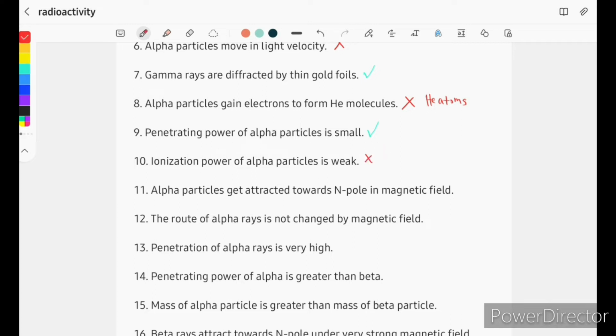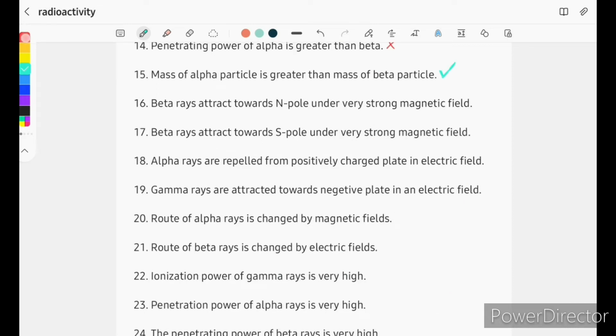It is false. 11, alpha particles get attracted towards North Pole in magnetic field. False. 12, the route of alpha particles is not changed by magnetic field. False. 13, penetration of alpha particles is very high. False. 14, penetration power of alpha is greater than beta. False. 15, mass of alpha particle is greater than mass of beta particle. It is correct. 16, beta rays attract towards North Pole under very strong magnetic field. The statement is false.